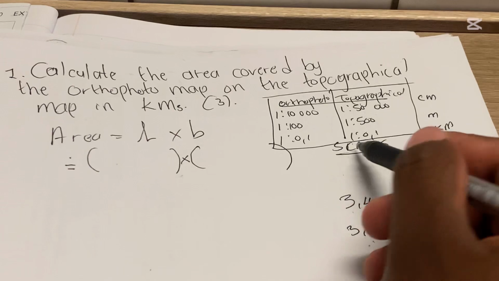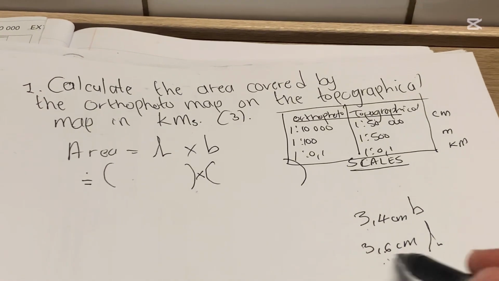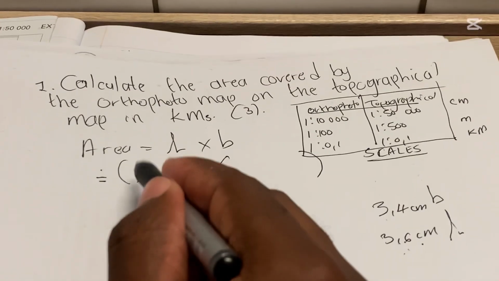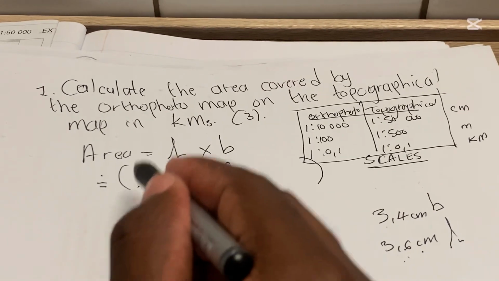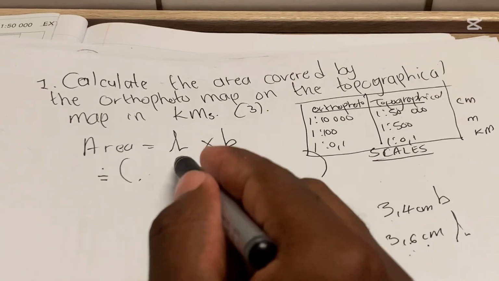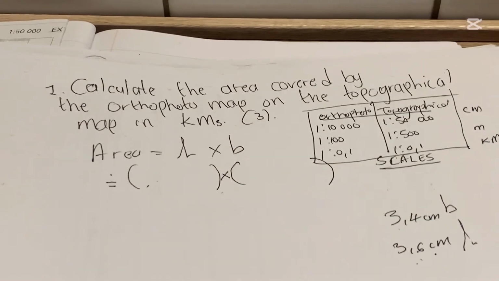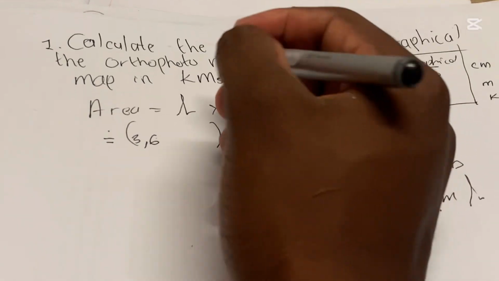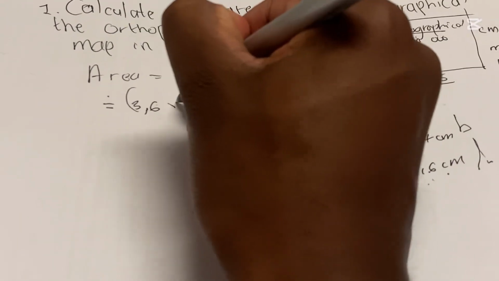So I told you guys the length is the longest side, which is 3,6. So in this bracket I must have 3,6 and not 3,4. The area is length times breadth. So I must start with 3,6, and then I need to multiply the 3,6 by a scale.